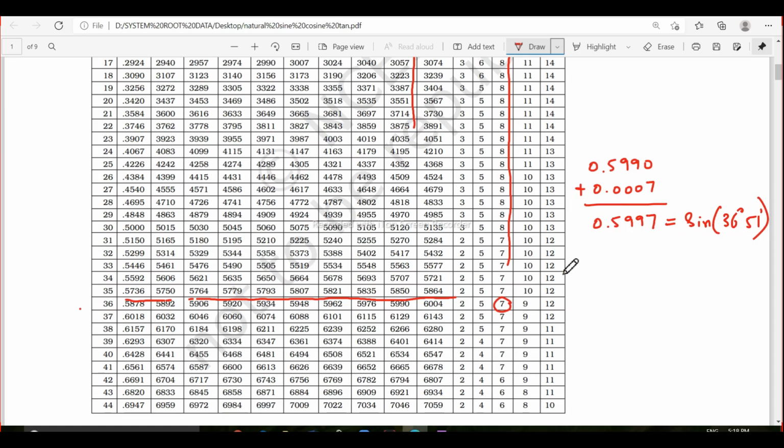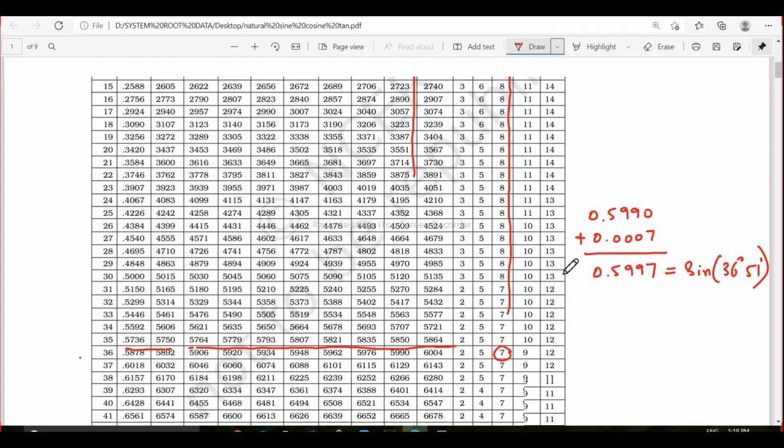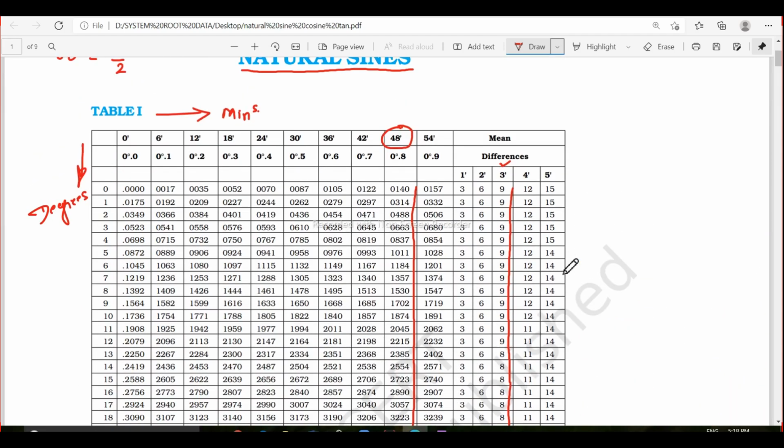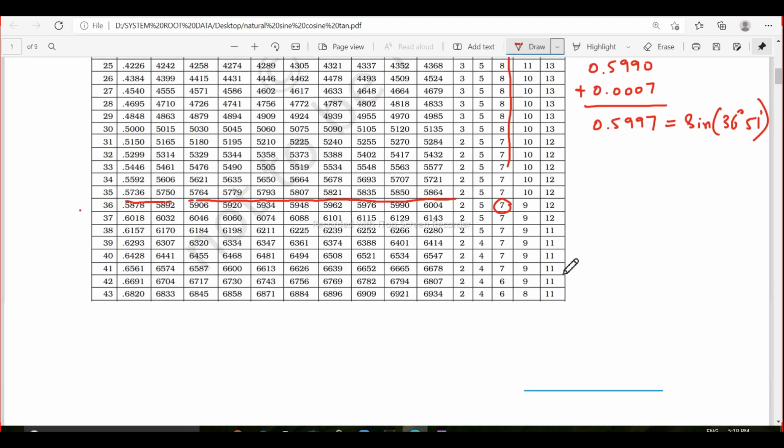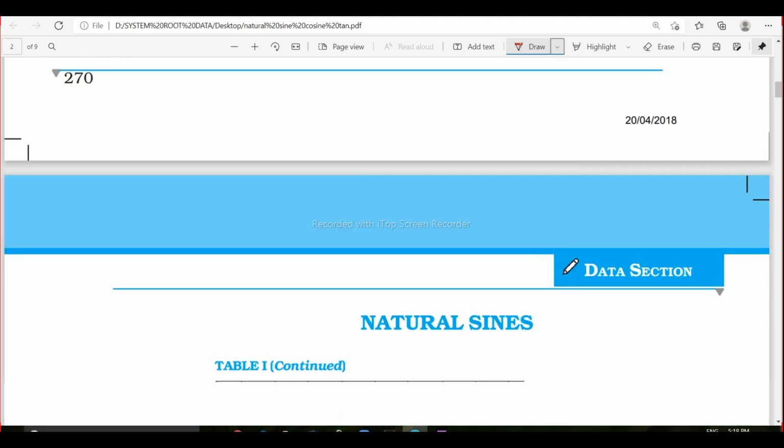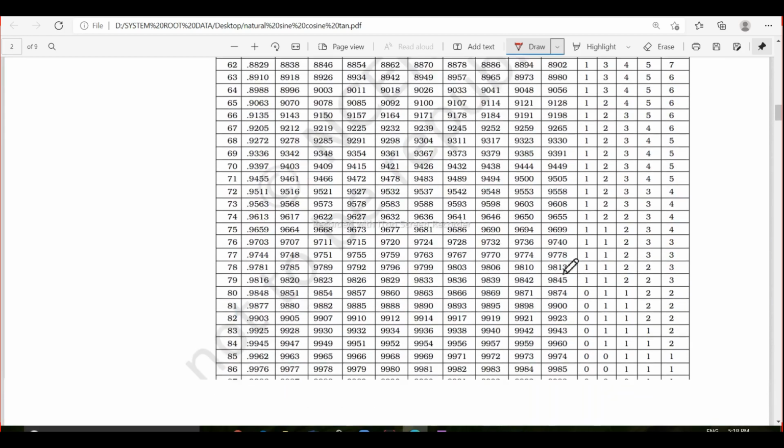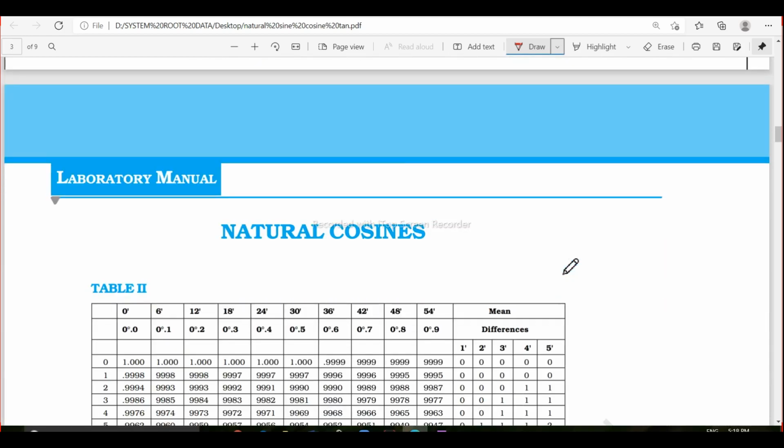Now the concept is that since sine is an increasing function from 0 to 90, the bigger the value of the angle, the bigger the value of the output of sine. We learn more about that in 11th and 12th, but right now you just remember that you have to add the mean difference for sines. Okay, so this was a question which had sine of something. Now, like sine, we also have a table for cosine, so natural cosine. So let's take a question for cos.